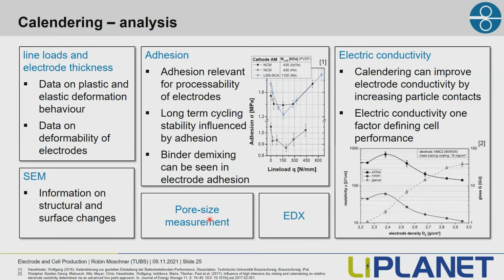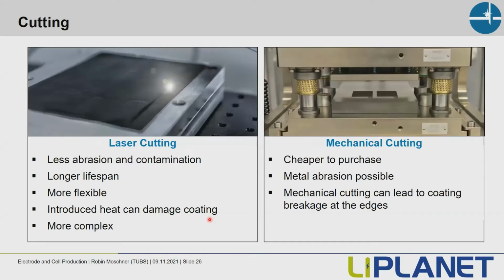Now the electrode band is finished, but one last step is missing, and that is cutting. So we have our electrode band, but to assemble cells, we have to cut the electrodes in the form we need it. So this can be done either by laser or by mechanical cutting.